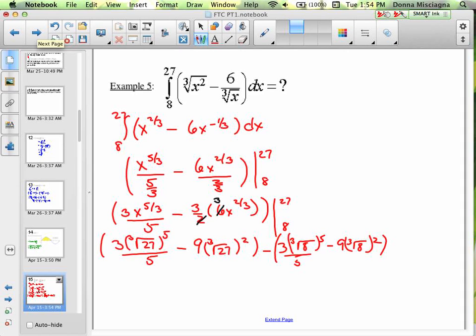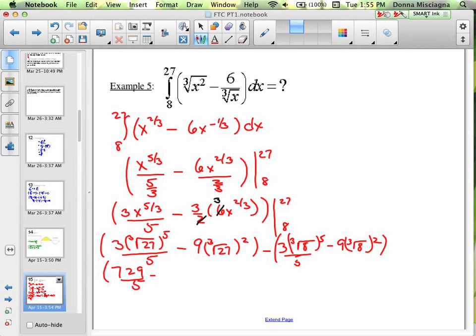Cube root of 27 is 3. 3 to the 5th power is 243. And then this would be 243, but times 3. So I think it's 729. Yes, 729 fifths. And so all it was is plugging into a calculator.